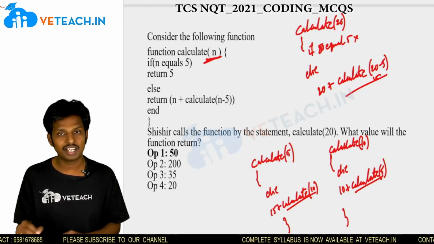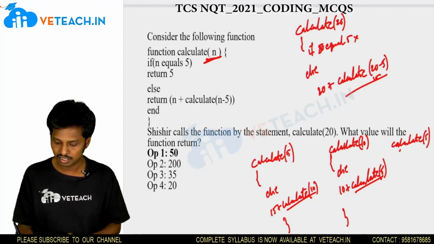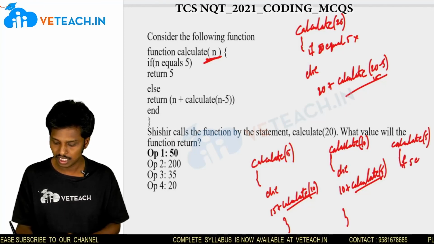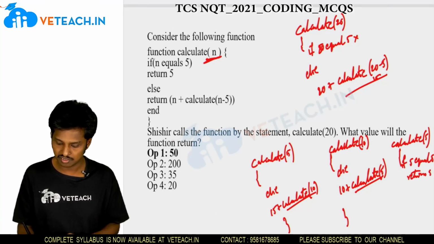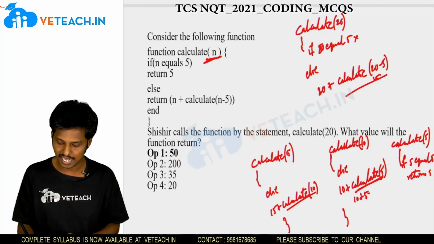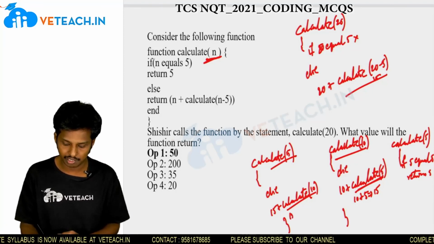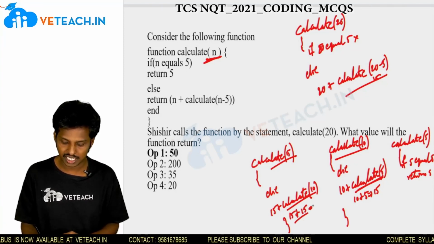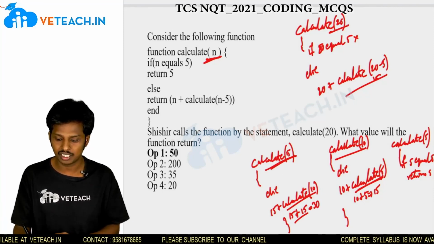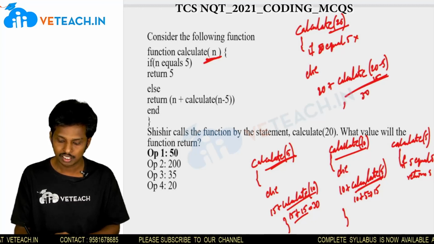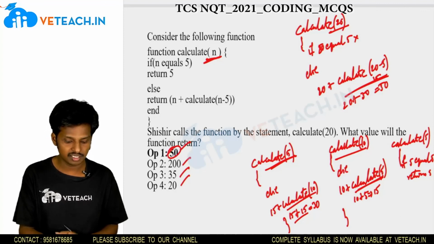In this case, calculate of 5 will be called again, so here, if 5 equals 5, return 5. So this 5 is returned to the statement, which is 10 plus 5, and the answer is 15. This calculate of 10 is called by calculate of 15, where 15 plus 15, that is 30, will be calculated, where this calculate of 15 is called by calculate of 20, where the answer for this is 30. 20 plus 30 becomes 50. So the suitable answer for this is 50.